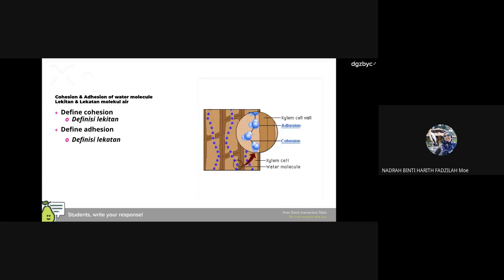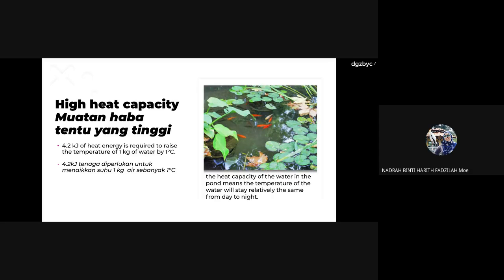So, another characteristic of water molecules, kita tengok kat sini ialah water has very high heat capacity. Mempunyai muatan haba yang tinggi. Maksud dia, dia akan serap banyak tenaga haba dulu. It will absorb a lot of energy first. Then, baru temperature naik 1 darjah Celsius. So, this ability enables water to stay relatively at the same temperature walaupun berubah dari pagi ke malam, for example.